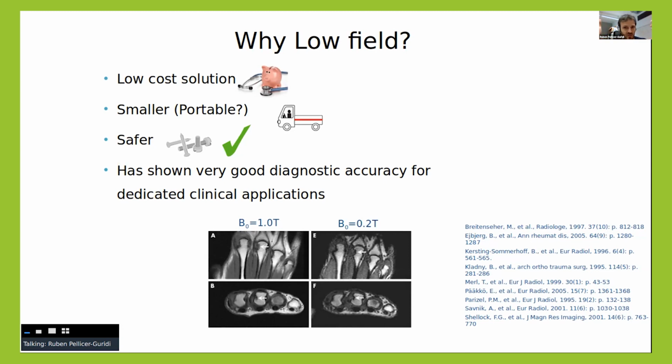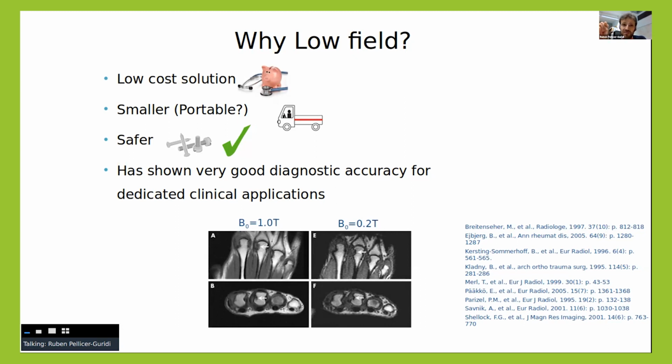So the systems are worth several millions of euros. Not only that, the space that they are in is also very expensive. Also because they are very heavy, they need very special housing requirements. So low field can be much cheaper because the magnetic field that you have to generate doesn't need to be made with superconducting wires, it could be made with permanent magnets, for example. It's smaller. You can make purpose-made machines for extremities, for example. We will see an example later.